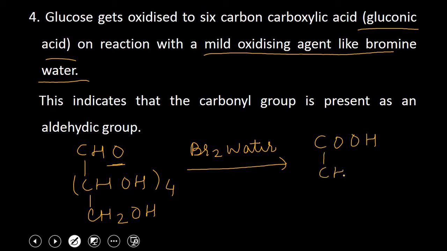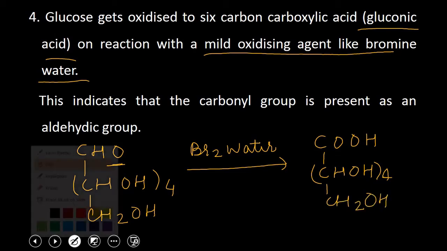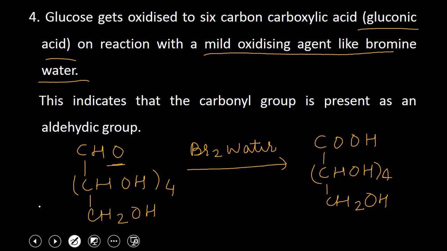Then remaining things will remain as it is. CHOH whole 4, CH2OH. So we have seen that bromine water affects only aldehydic functional group. So I'm just writing the name of this acid. This acid is gluconic acid. So now again I would like to tell you a very simple trick here.